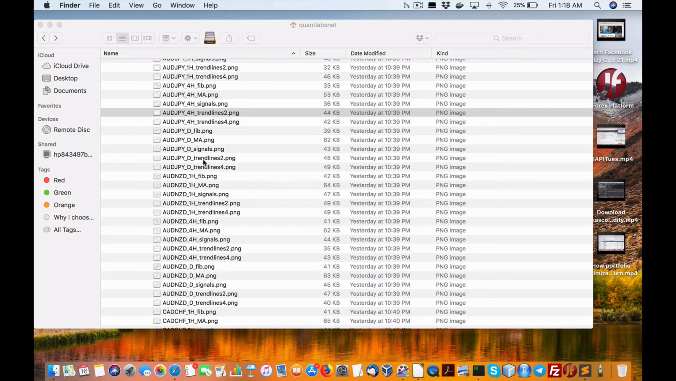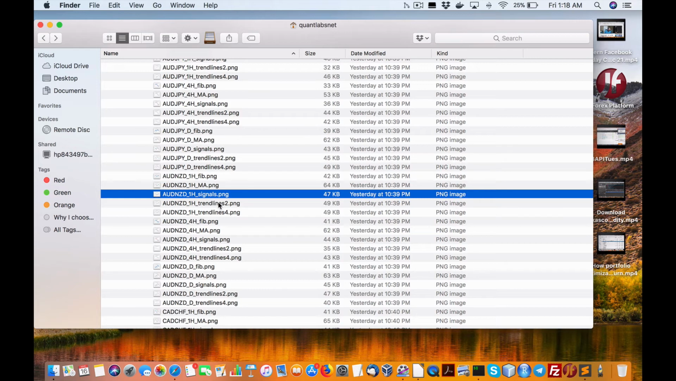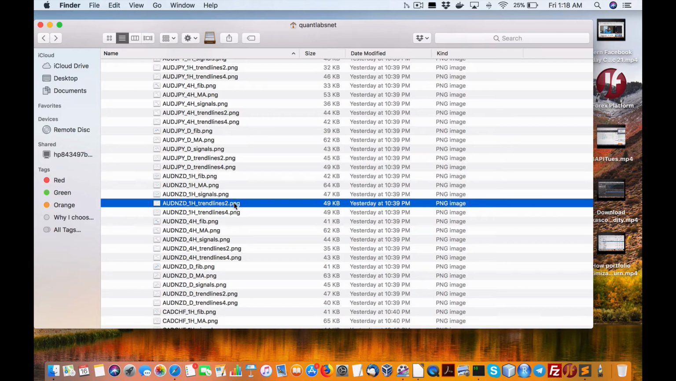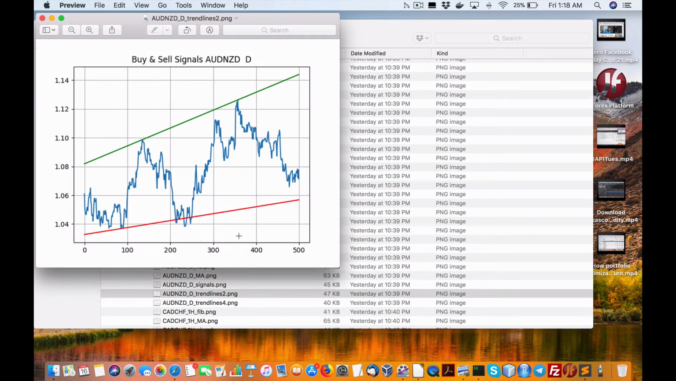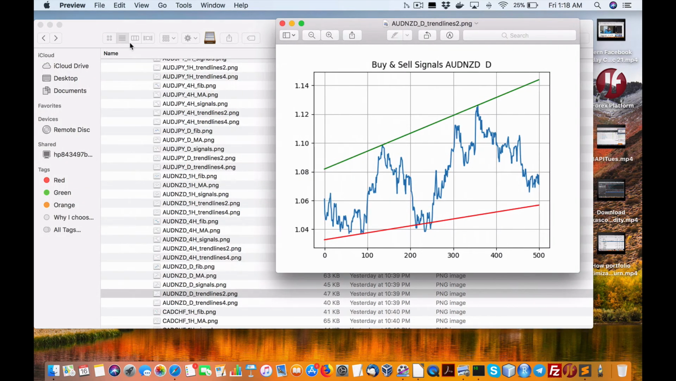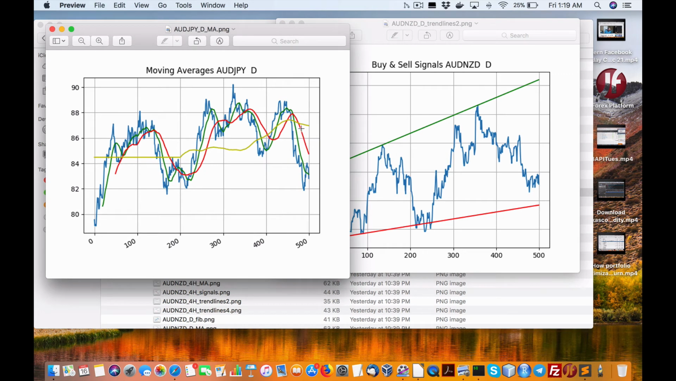This one I don't like, plain and simple, negative trend. Australian, New Zealand, the daily. Again, it's just trending down, but what I always forget, this could be a buying potential right here. So let me go back up to the Australian Japanese yen and see what we have in our moving averages here.